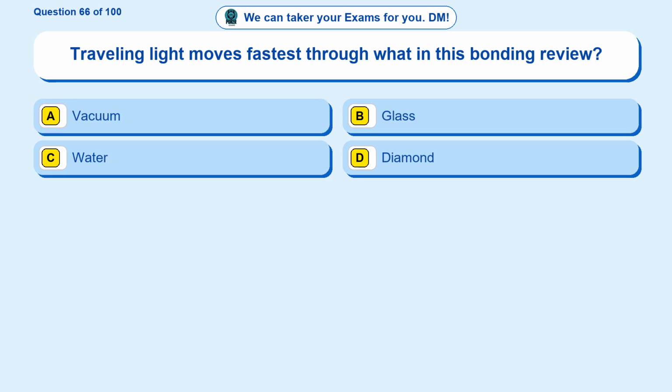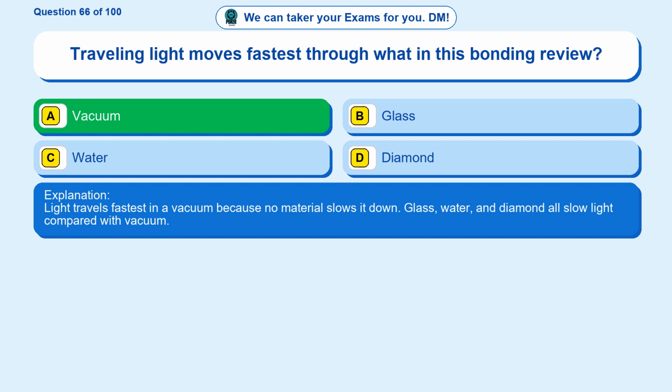Question 66. Traveling light moves fastest through what in this bonding review? Option A, vacuum. Option B, glass. Option C, water. Option D, diamond. The correct answer is option A. Vacuum. Light travels fastest in a vacuum because no material slows it down. Glass, water, and diamond all slow light compared with vacuum.